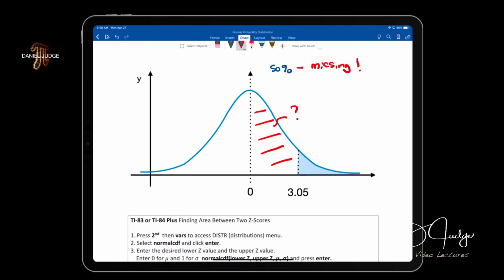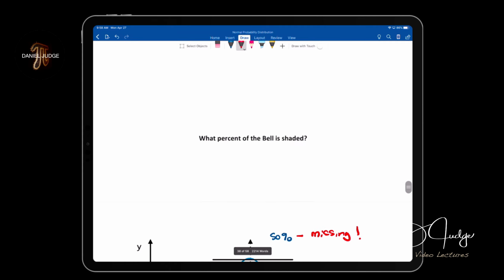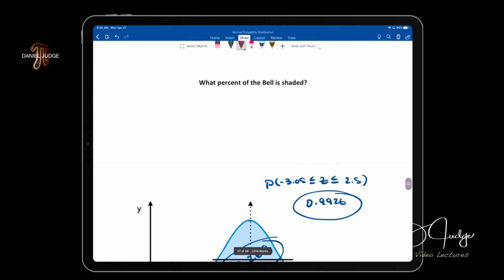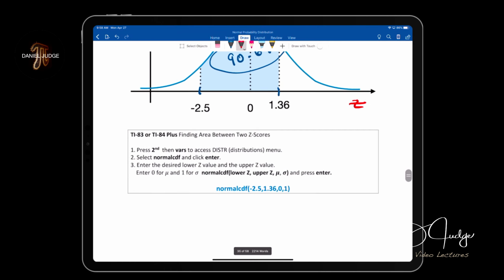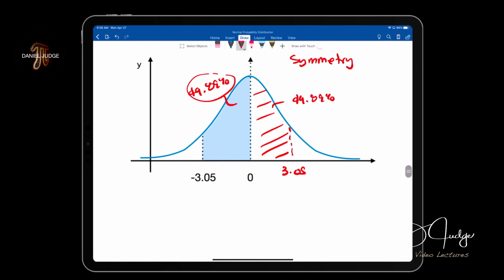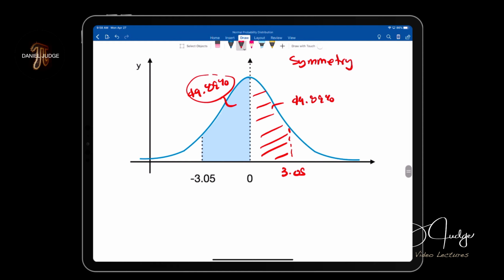Now, we have to find that using our table. You go, using a table? Yeah. So to find what's missing, I've got to find from 0 to 3.05. In fact, that looks familiar. I've seen it. I already know 0 to 3.05. Go all the way back, way over here. We know that by using our table. It's right here. This is 0 to 3.05. That portion's missing. 49.89% is missing.